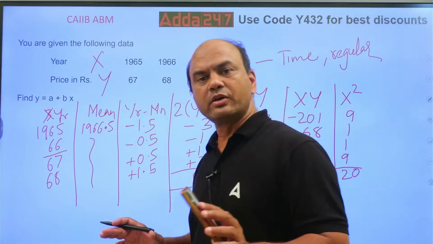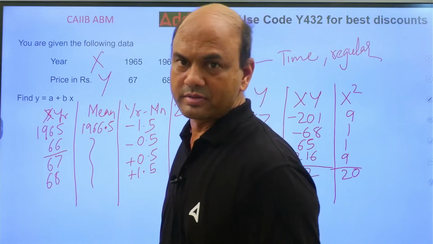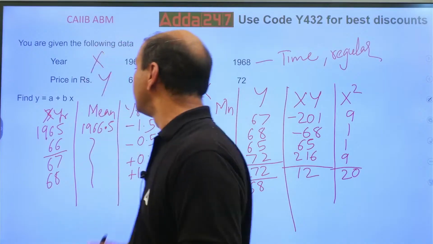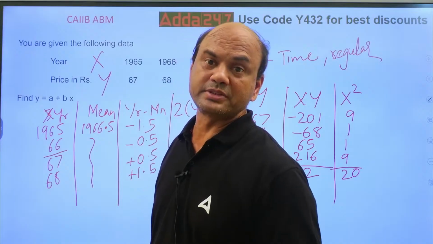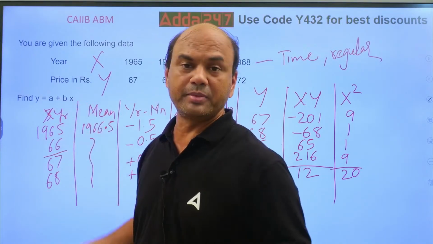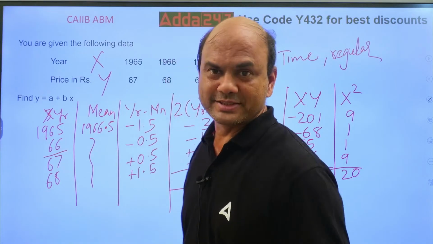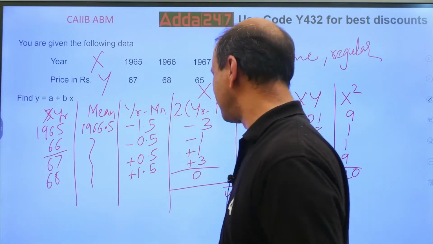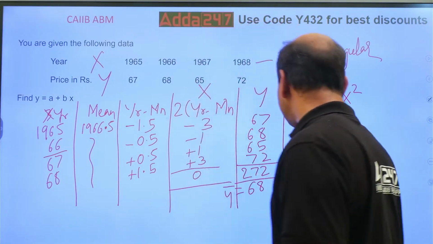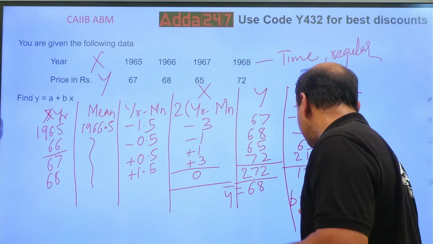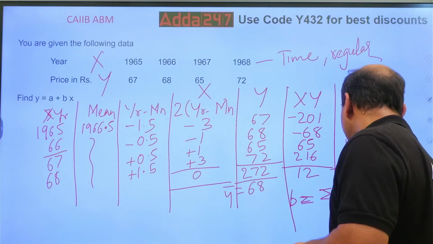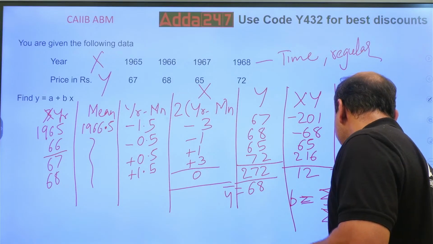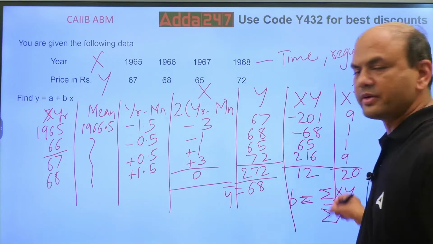Your problem is 99% over. But where are A and B? I am saying your problem is 99% over and you have not yet found A and B. Now comes the surprise. B is what? See this. I'll write it over here. B equals summation xy upon summation x square.